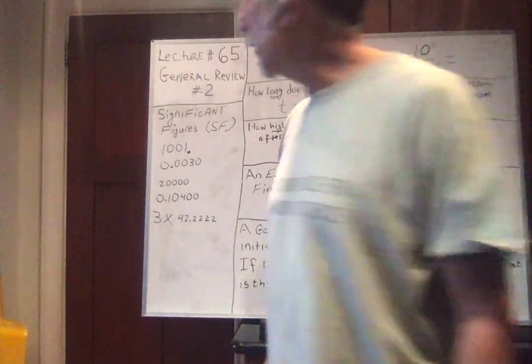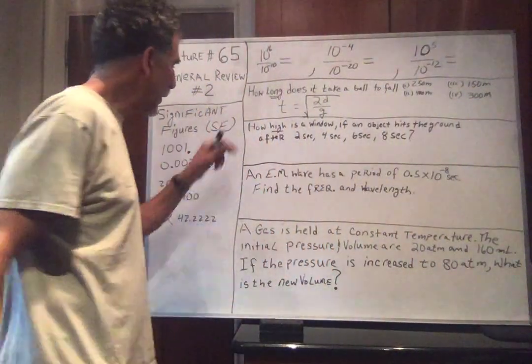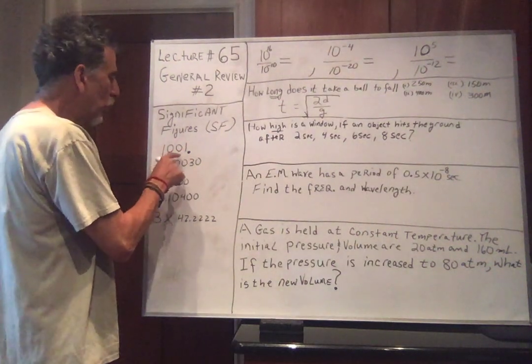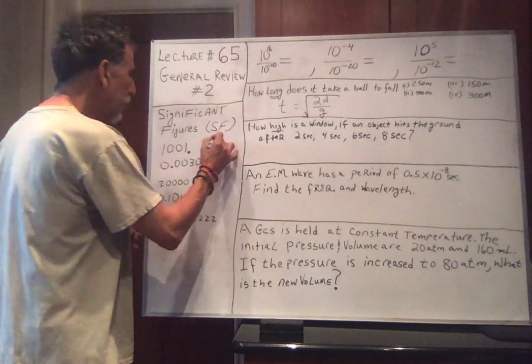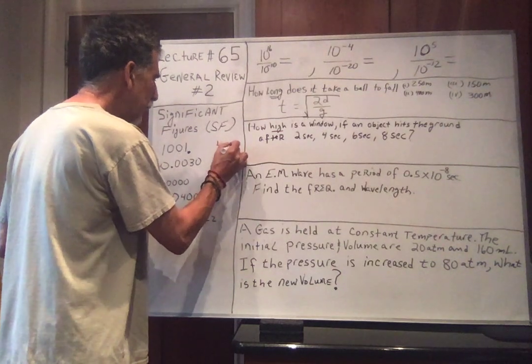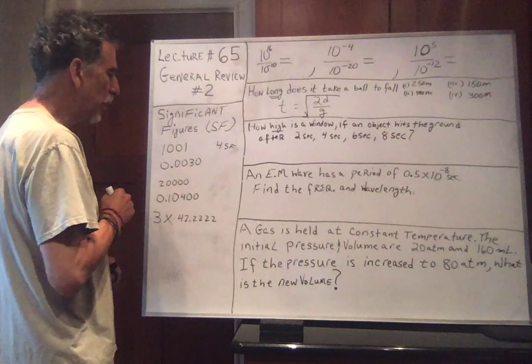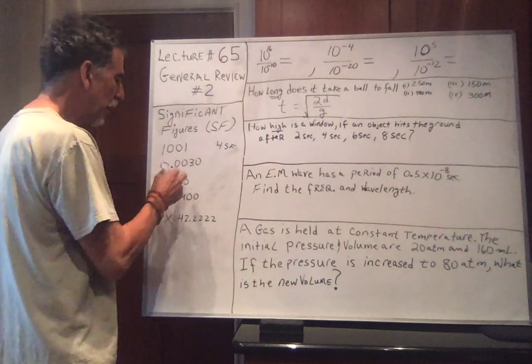Okay, so let's start. Significant figures, SF, San Francisco's. Okay, here we go. 10001, right? Four San Francisco's, four significant figures. I have a decimal place there. What if I took the decimal place away? It's still four significant figures, right? Doesn't affect anything.